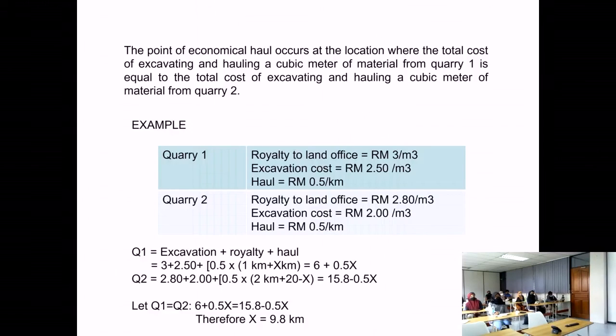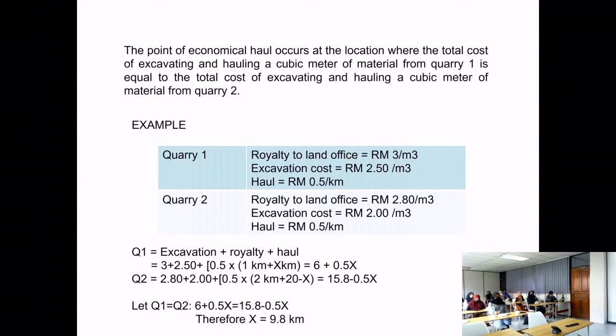But we need data. Data for quarry 1, remember royalty. Quarry 1 to land office is RM3 per meter cube. You must pay RM3 to the land office. Every meter cube you take out from the site, from the quarry, you pay RM3. Quarry 2, royalty to land office RM2.84. Remember? There is another district. It's different. The royalty paid is different.